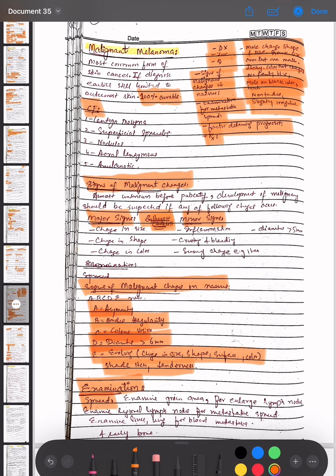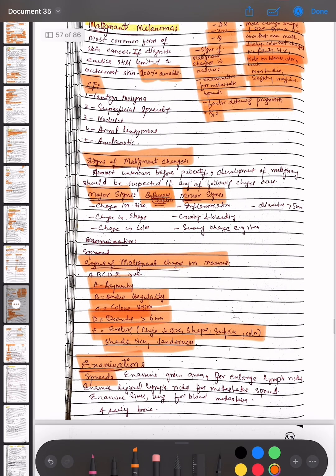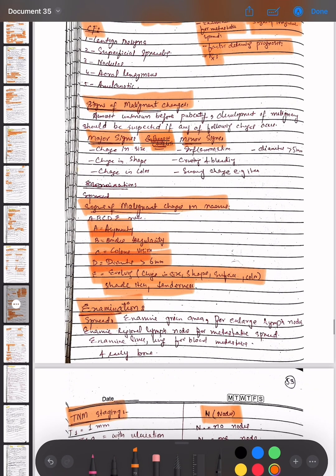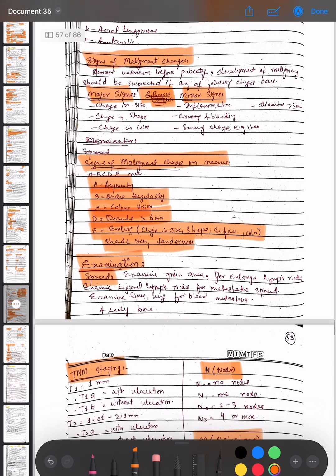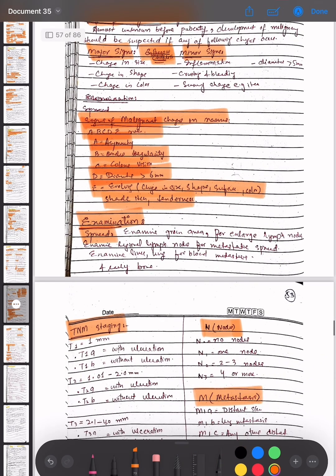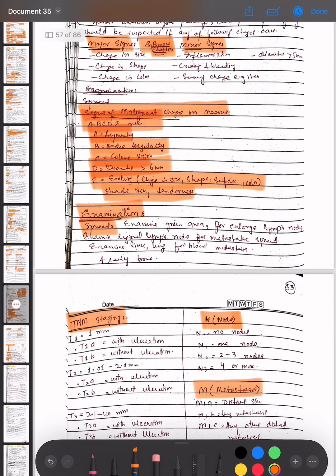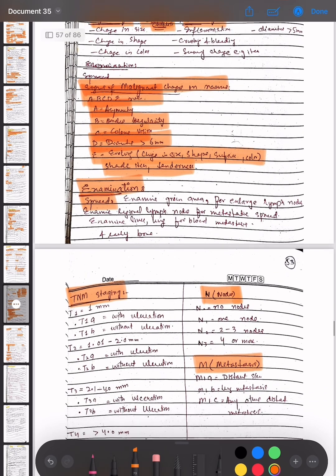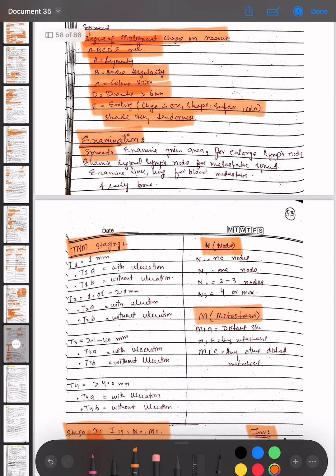These are asked. So we have the definition of malignant melanoma. Then we have the clinical features and what are the signs of malignant changes. We have major signs and minor signs and signs of malignant changes in naevi. We have the ABCDE rule. We will check for asymmetry, border, color variation, diameter and evolving changes. Then we will do the examination. Examination is done for the spread.